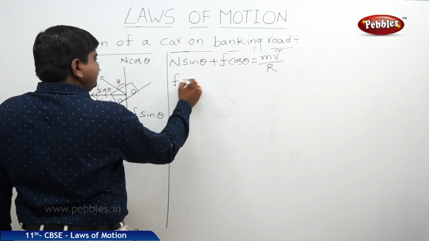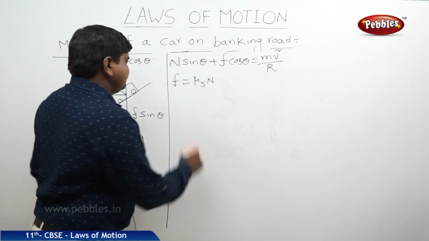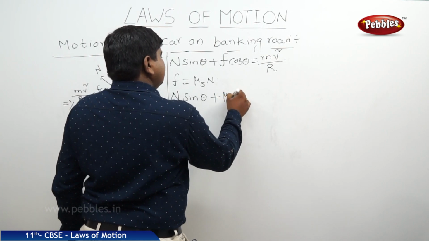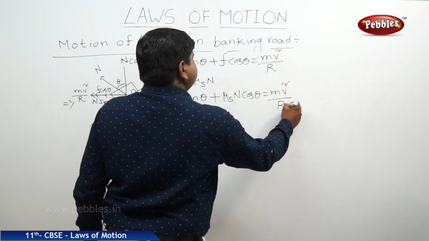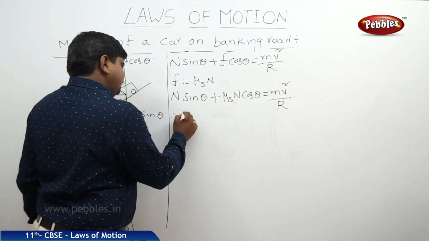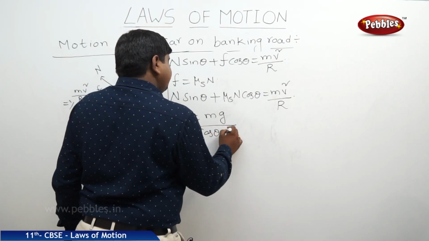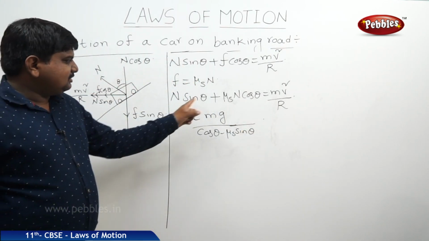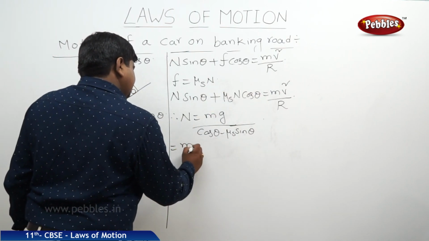Again we can say f is equal to mu s N. So if we substitute this f value in this equation, it will be N sin theta plus mu s N cos theta is equal to mv square by r. The N value is N equal to mg by cos theta minus mu s sin theta. If we substitute this value of N in the above equation, the equation will change like this.